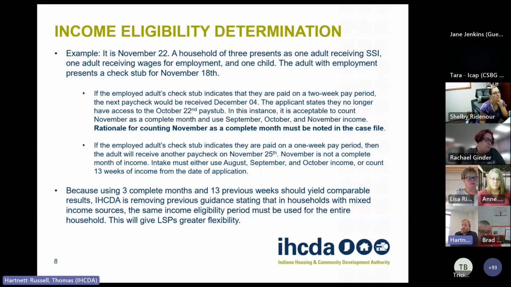IHCDA is removing previous guidance stating that in households with mixed income sources, the same income eligibility period must be used for the entire household. So that was kind of a restriction on your flexibility. So we are going to be giving subgrantees greater flexibility with that.